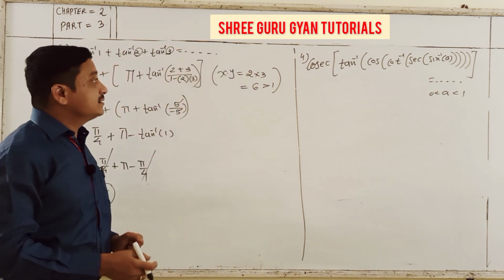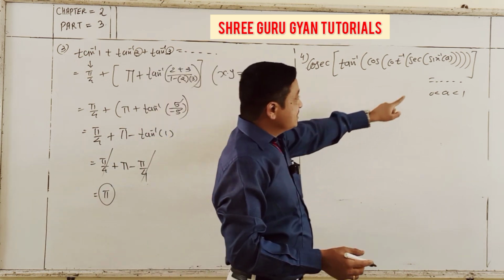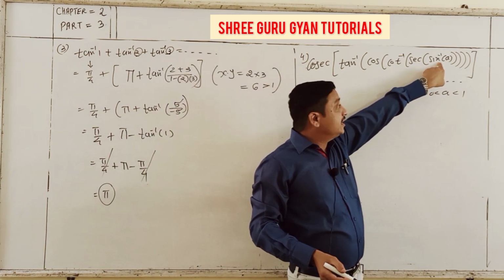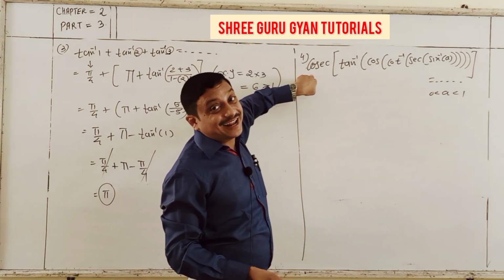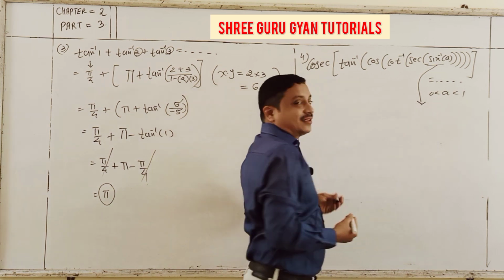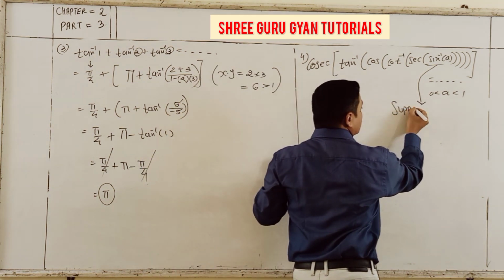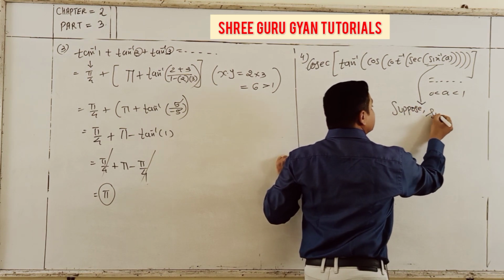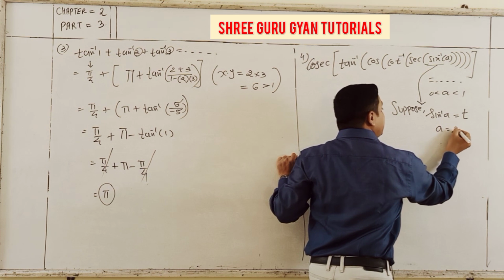Very easy. First of all, I will explain that we take the internal function first, then the outer, then the next outer, and last. Here I assume and start the sum. Suppose sine inverse A is t, so A becomes sin t.